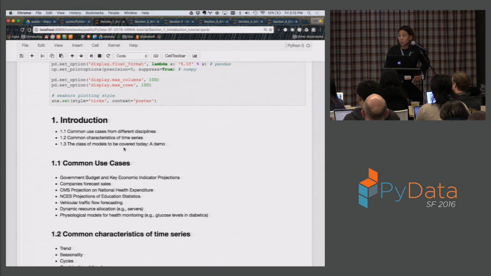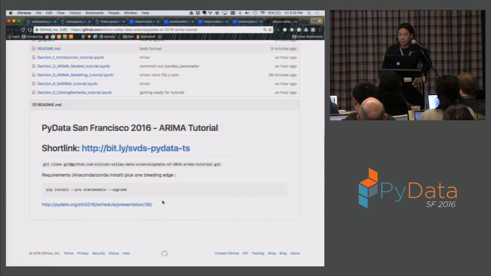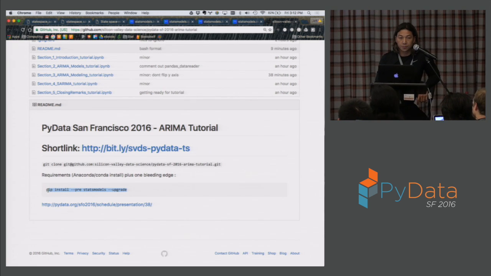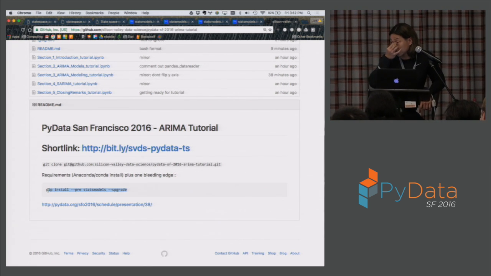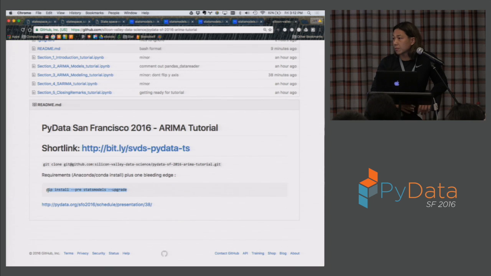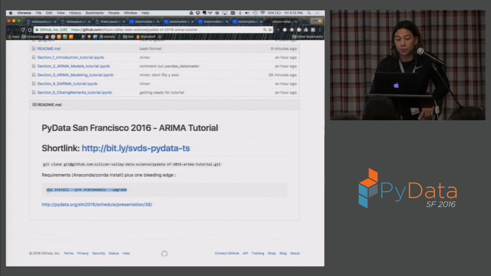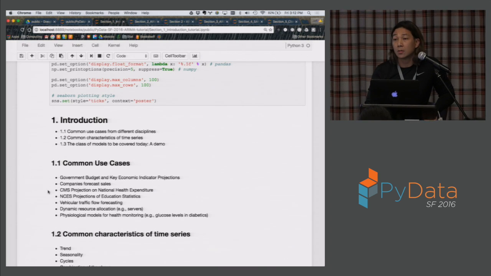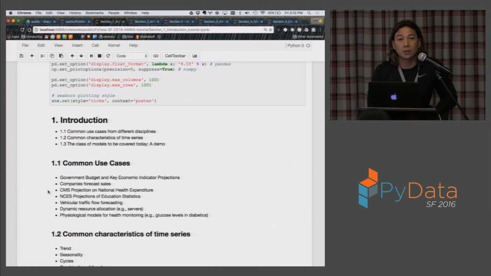Where was that link? If you go to this bit.ly link, right here, svds-pydata.ts, that goes to this kind of longer link, and then that's in the readme. Raise your hand if you need some help, and they'll come around to help you.